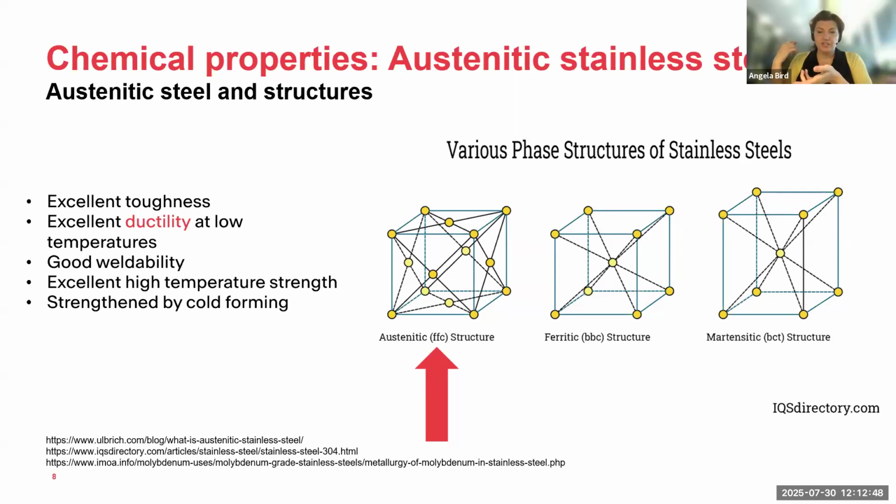Austenitic stainless steel also has good high temperature strength. Some grades maintain good mechanical properties, including strength and creep resistance, at really high temperatures. And creep resistance means that it can hold its shape and won't deform over time, even when exposed to sustained temperatures or other stresses. Austenitic stainless steel has good weldability, and in order to strengthen it, you cold form it, you don't heat it.